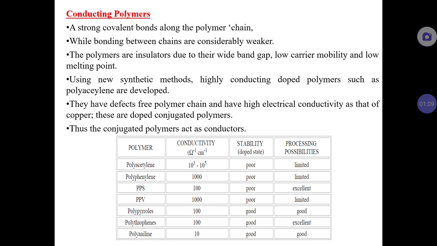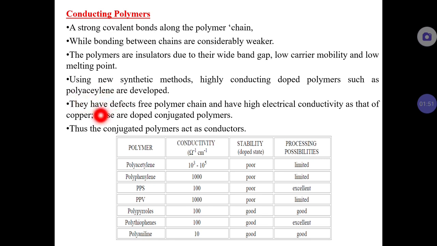But using synthetic methods, highly conducting doped polymers such as polyacetylene have been developed. Certain polymer materials can show excellent electrical conductivity by having certain dopants. By doping suitably, we can improve their electrical properties. And not all polymers can exhibit improved electrical behavior. Only certain polymers can. So one among them is polyacetylene.